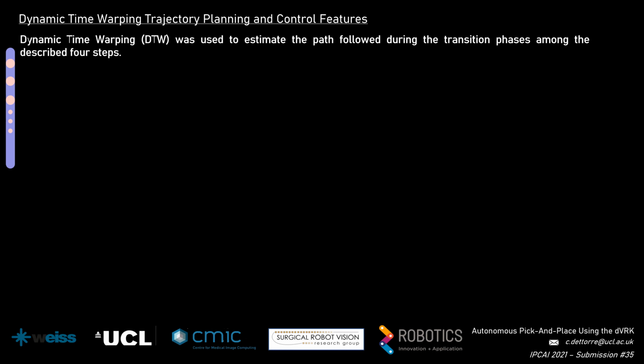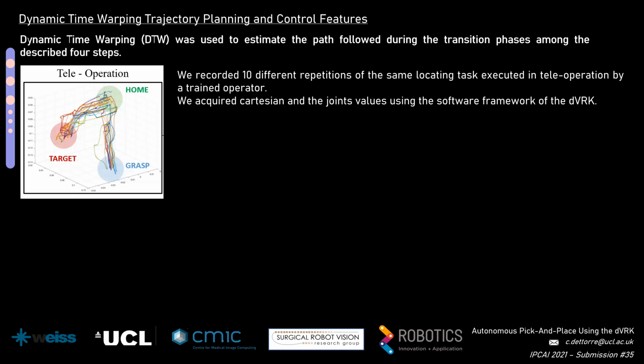Dynamic time warping has been used instead to estimate the path followed between the steps previously described. Specifically, we recorded 10 different executions of the task by a trained operator, acquiring both Cartesian position and the joint value of the robotic arm.